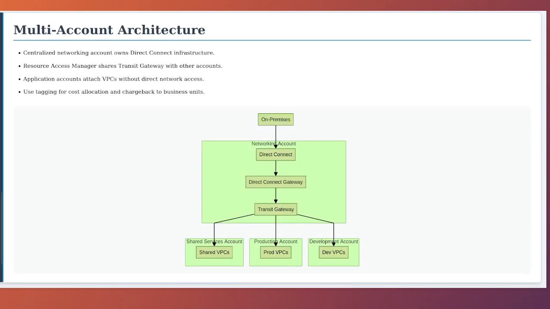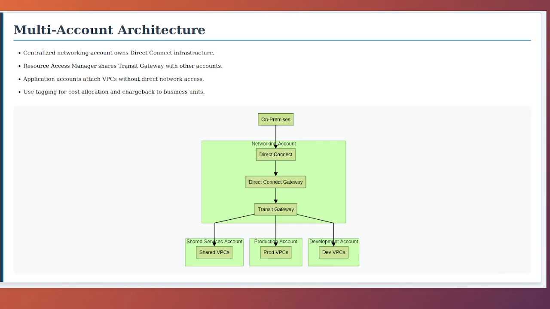Multi-account architecture. Large organizations typically use multiple AWS accounts to isolate workloads, separate environments, or organize by business unit. Direct Connect can span multiple accounts through several different architectural patterns. Understanding these patterns is crucial for enterprise-scale deployments.